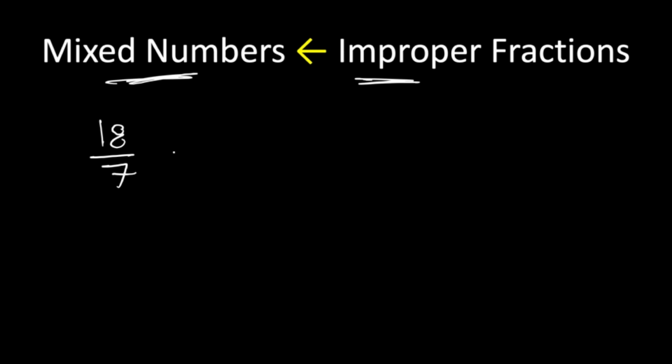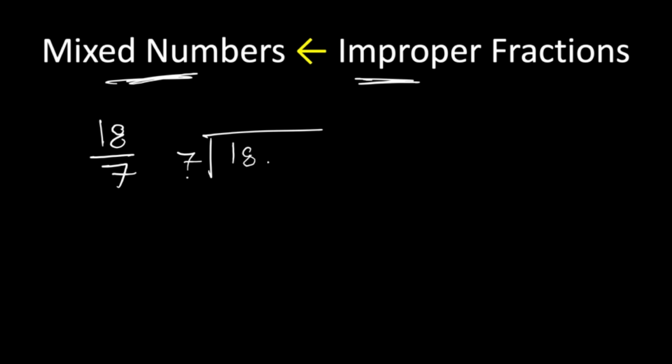First of all, you would see how many times the denominator goes into the numerator. So in order to do that, you just divide the numerator by the denominator, and you find out how many times the denominator goes into the numerator and find the remainder.